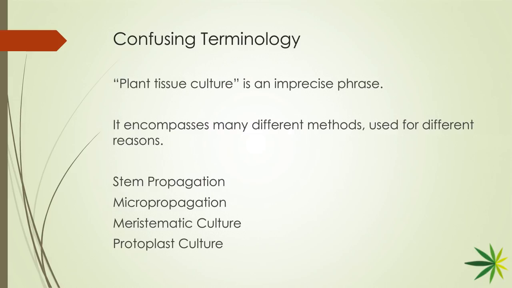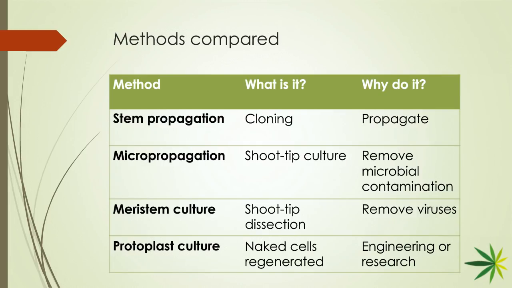I'm going to advance the slide to the next screen because I have a little table that has those same points of information with a little bit of additional information. So I'll use that to guide my discussion. Stem propagation is cloning, and why do you do it? Really, the only reason to do it is to propagate. You want more of what you have, and you have a pair of scissors. You chop off a stem, and you have another plant.